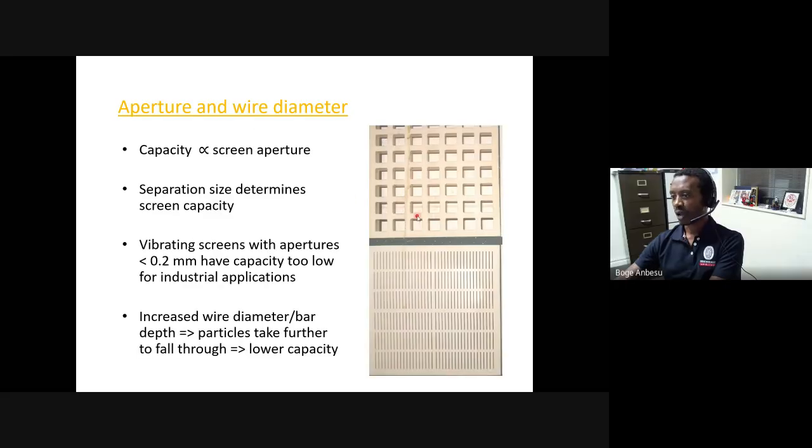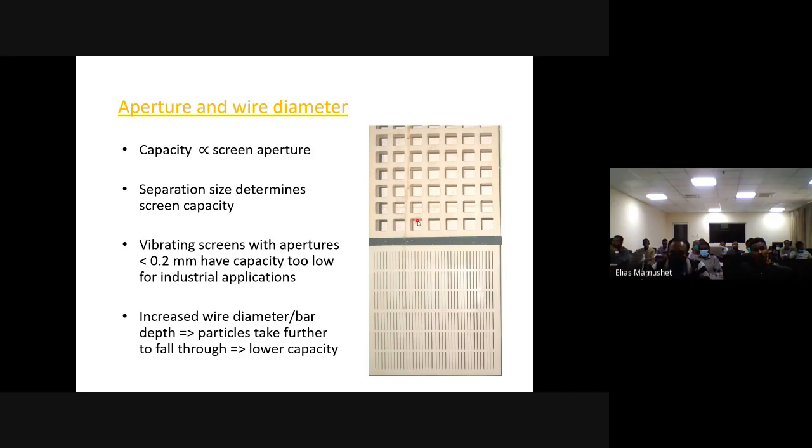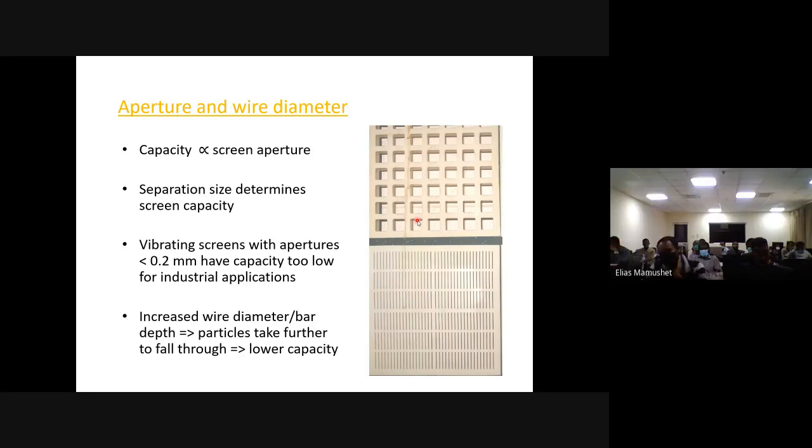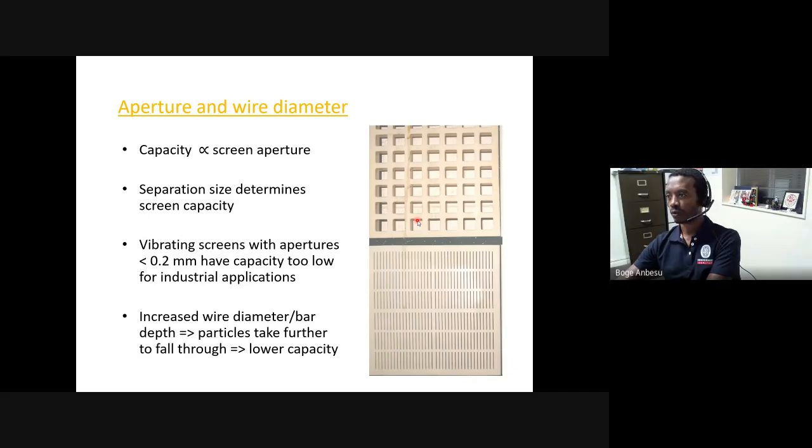So I mentioned diameter earlier. The main issue with wire diameter is open area. More open area for thinner wires, less open area for thicker wires. Obviously, thicker wires will have lower capacity.